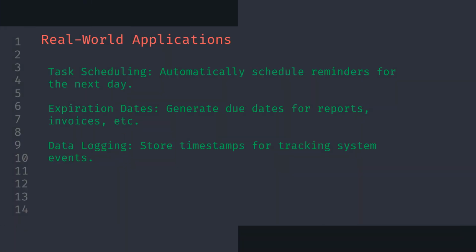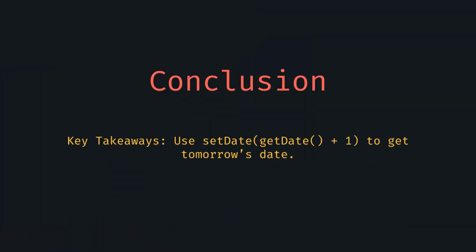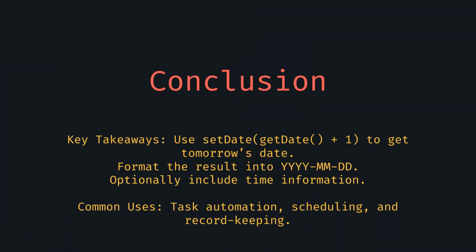Generating tomorrow's date is useful in many readable applications, from scheduling tasks to setting expiration dates dynamically. This technique is a simple yet powerful way to manipulate dates dynamically in JavaScript.